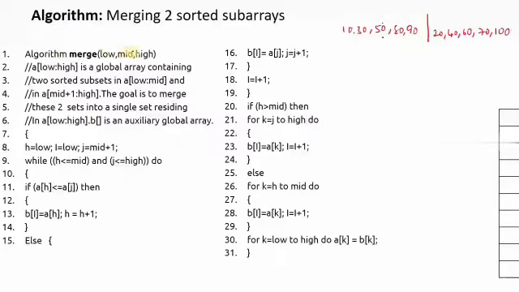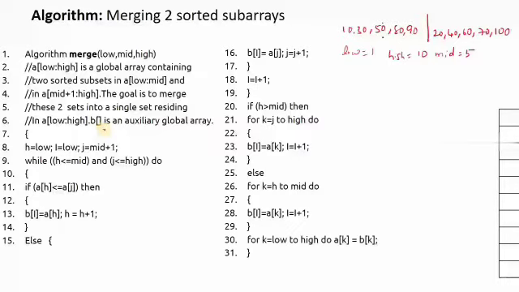So algorithm merge low, mid, high. So what is the low value here? Low value is 1 only. High value is of course 10 only. Mid value 5. Now, of course, the global array contains two sorted subsets, that is low comma mid, and mid plus 1 comma high. The goal is to merge these two subsets into a single set residing at low comma high.